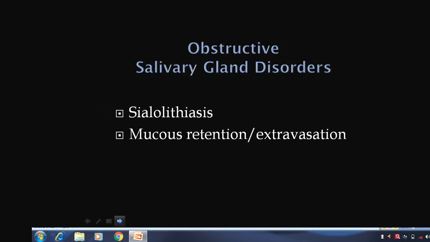Obstructive salivary disorders we will see in detail in the next presentation.